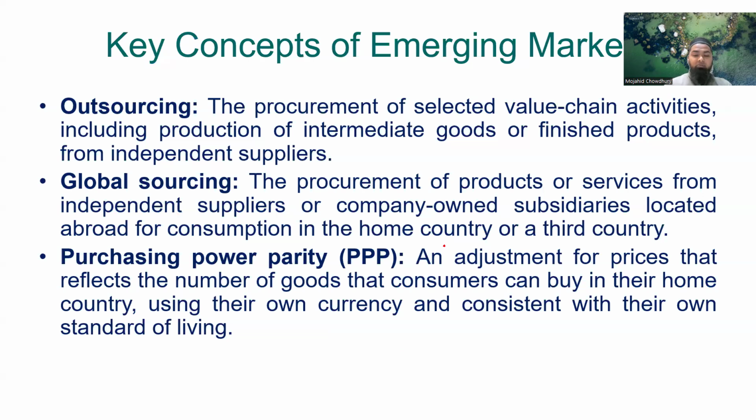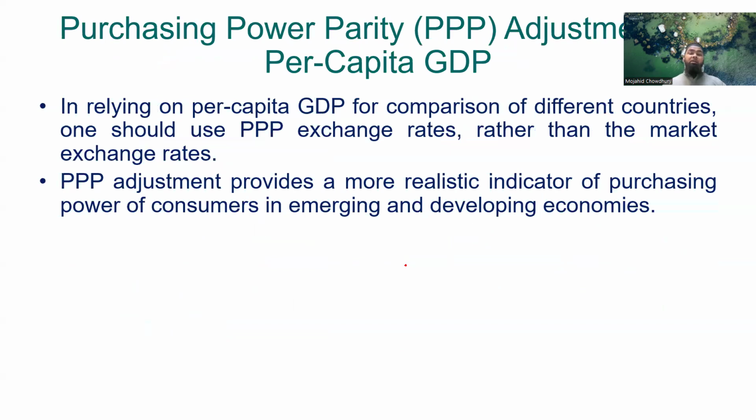So what is purchasing power parity? It's an economic theory which adjusts the rate among countries. It is an adjustment of the prices that reflects the number of goods that consumers can buy in their home country, consistent with their own standard of living. Purchasing power parity is applied as an adjustment to per capita GDP, because relying on per capita GDP for comparison of different markets should not give the exact scenario.